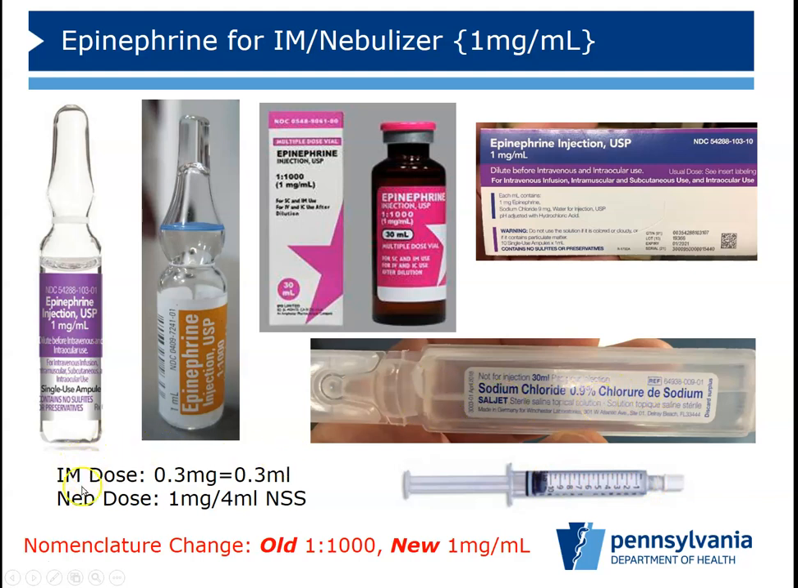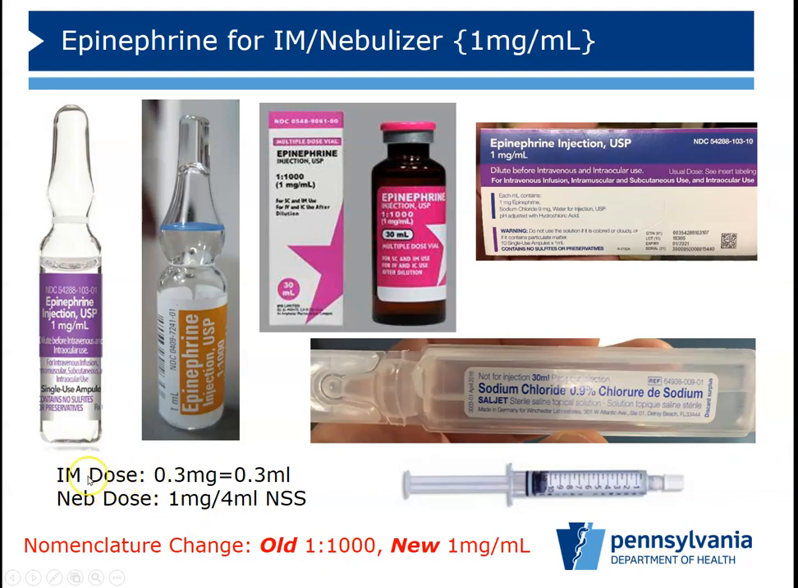Now please note, the 1 milligram epinephrine ampules that you see here have also undergone a nomenclature change. The old version used to be 1 to 1,000. Here you can see I was able to capture this 1 to 1,000 on it, but now the new nomenclature again is 1 milligram per 1 mL. All right. 1 milligram per mL.